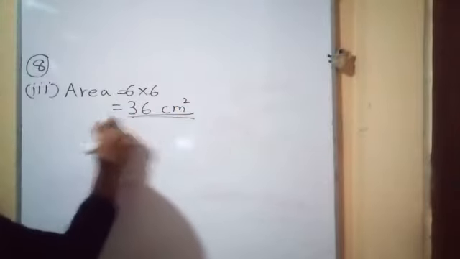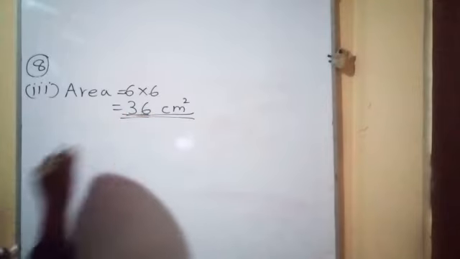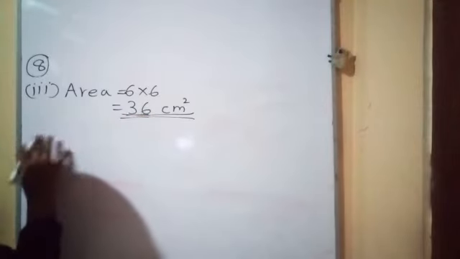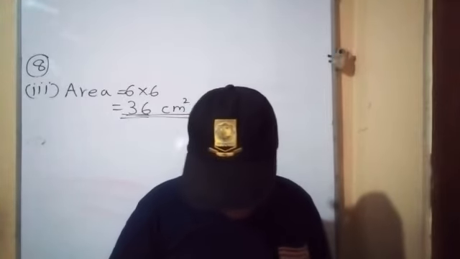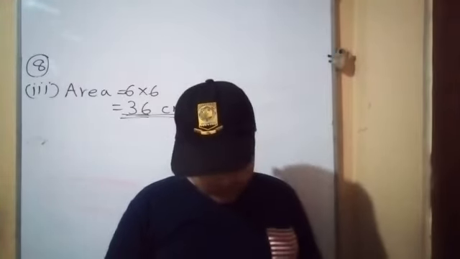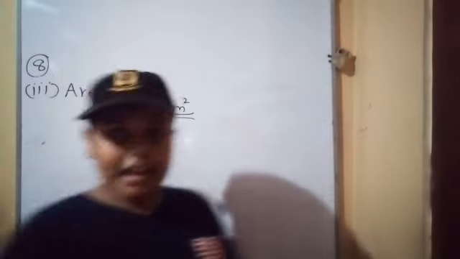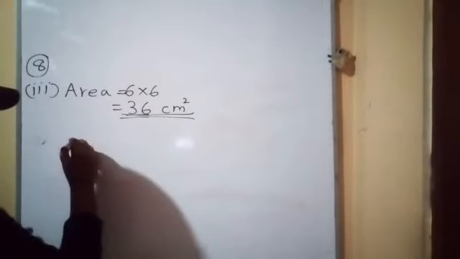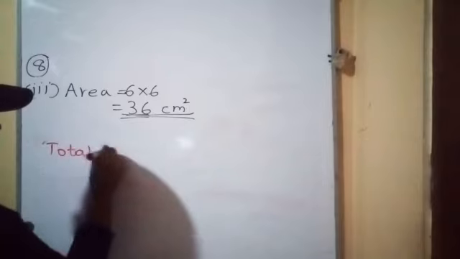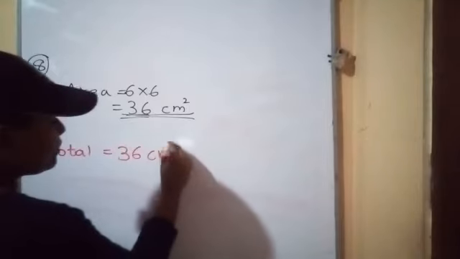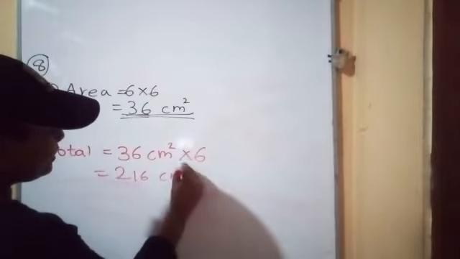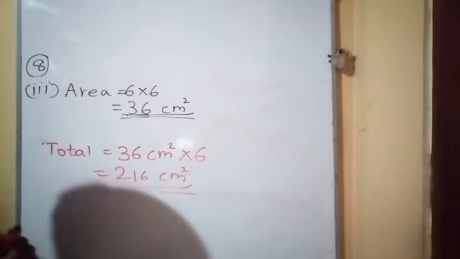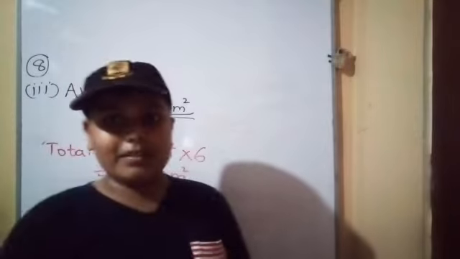Square centimeters, you want to write. That is the main one, square one. And next we find the whole one, the total: 36 square centimeters multiplied by 6. The answer is 216 square centimeters, which is the area of the whole solid.